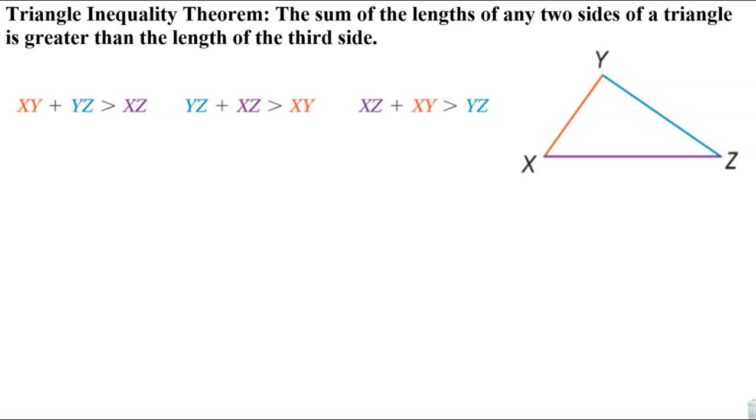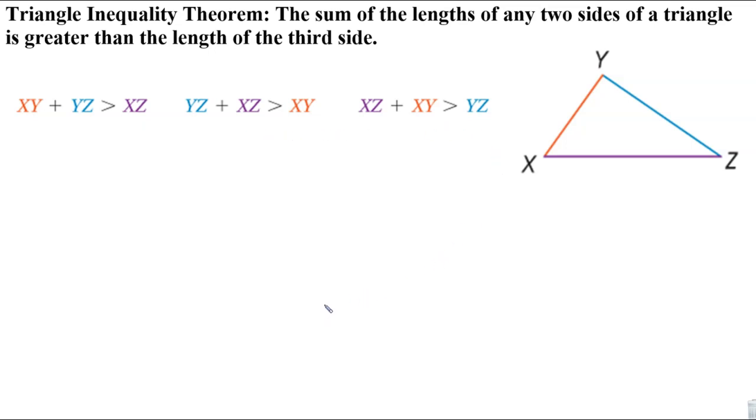The next thing we're going to take a look at is how the sides of a triangle have to relate to each other, using something called the triangle inequality theorem. It just states that the sum of the lengths of any two sides of a triangle is greater than the length of the third side. So if I have my three sides of the triangle, XY, YZ, and ZX, and I add any two of those sides together, they always have to be bigger than that third side.